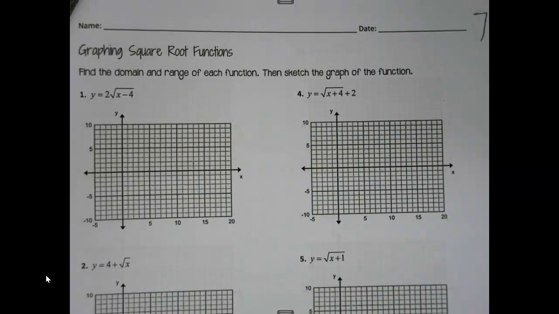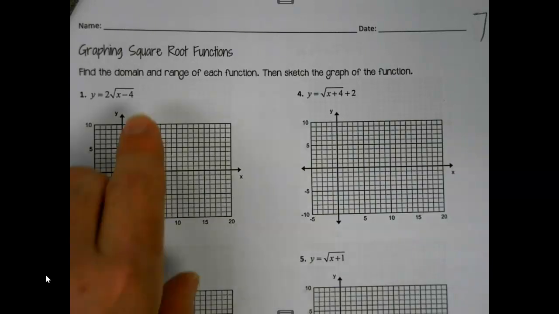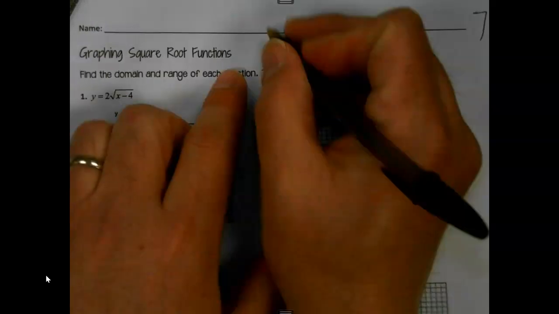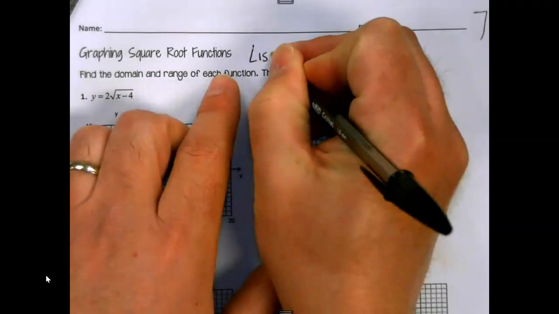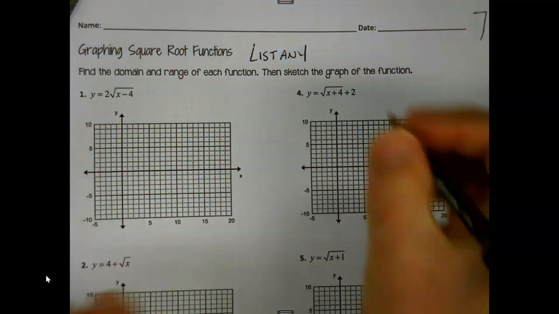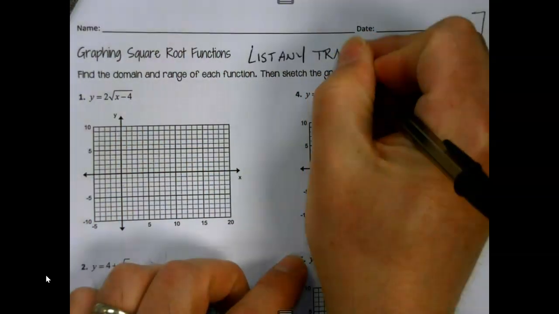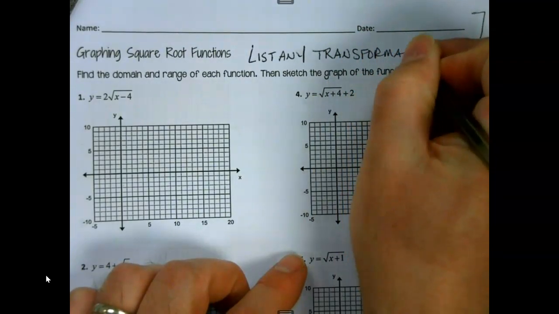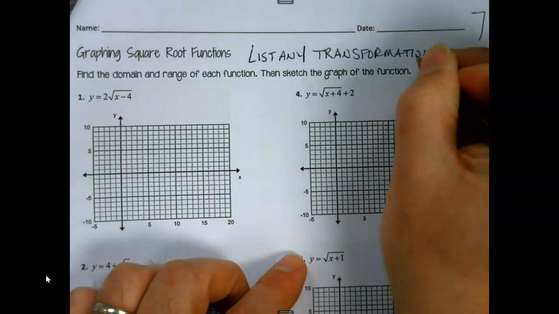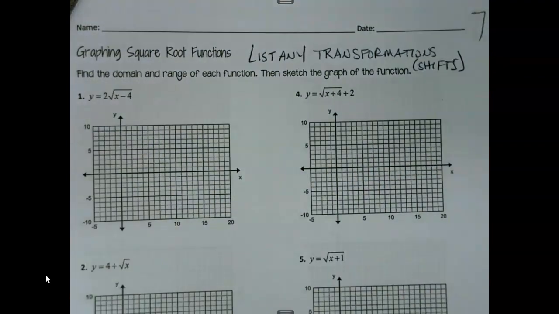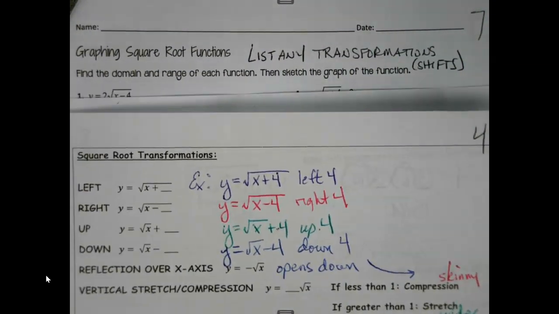So first thing we're going to do today is add a couple of things up here at the top. It says find the domain and range, that's cool. Sketch the graph, that's cool. We're going to add one more direction. We're going to list any transformations or shifts of our graph.